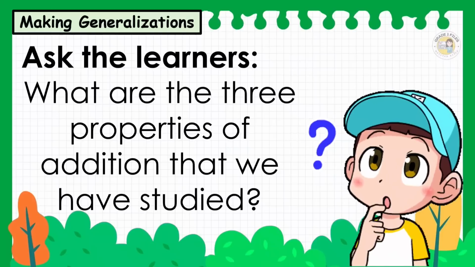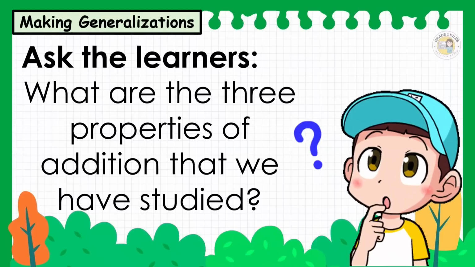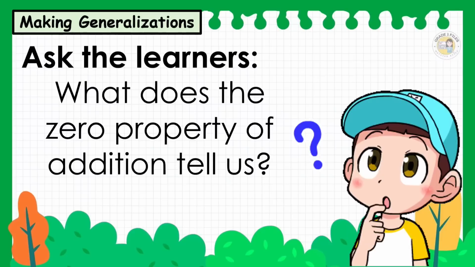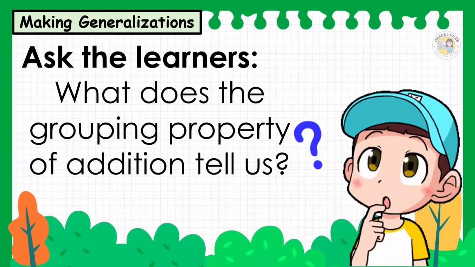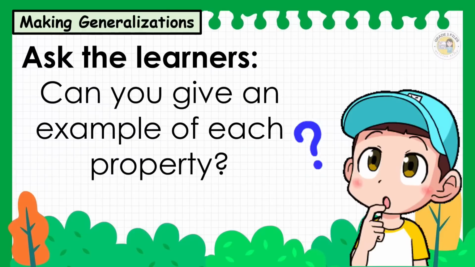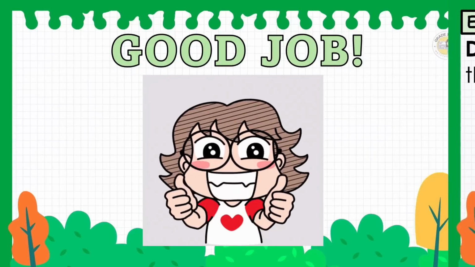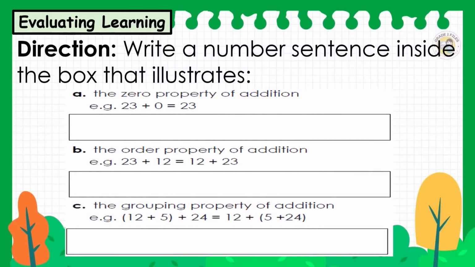What are the three properties of addition that we have studied? What does the zero property of addition tell us? What does the order property of addition tell us? What does the grouping property of addition tell us? Can you give an example of each property? Write a number sentence inside the box that illustrates.